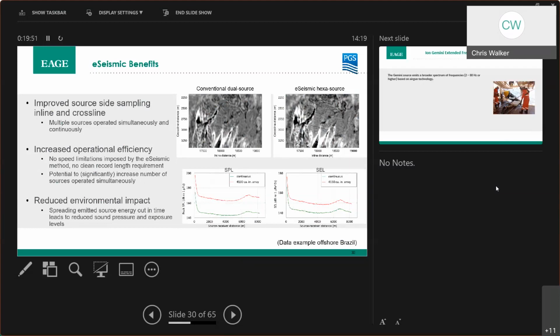There are no speed limits implicit in the method, so there's no clean record requirement. So you get improved operational efficiency, and potentially you can go to as many sources as the seismic vessel itself is physically able to deliver air to.